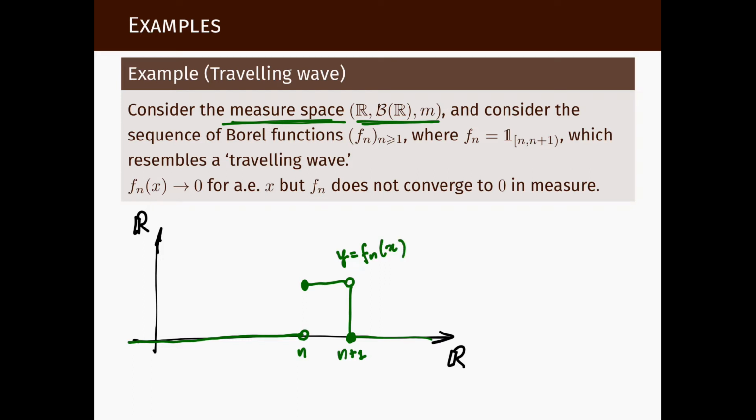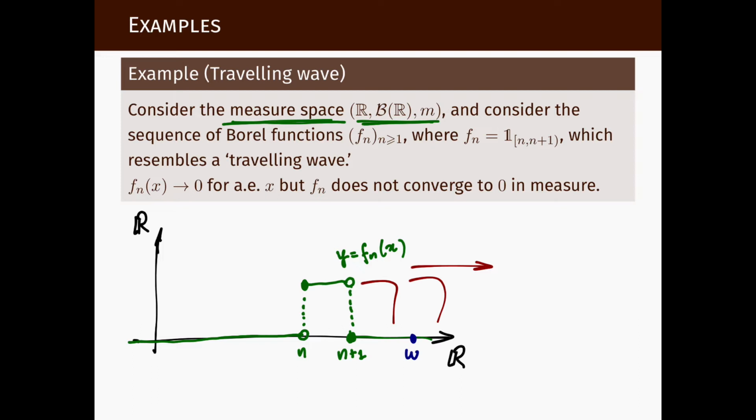So the function has this shape, and we call it the traveling wave because it's just this little square here. And of course, as n increases, it will show up here, then here, then here. So it's traveling, it's moving in that direction. And now we see that whatever little omega we fix in this measure space, eventually this traveling wave will go past that point. And once it goes past that point, after that, this function will be 0.